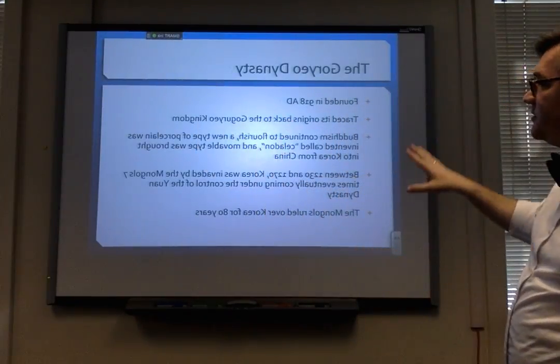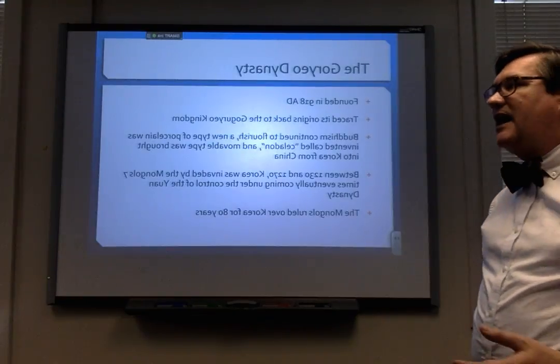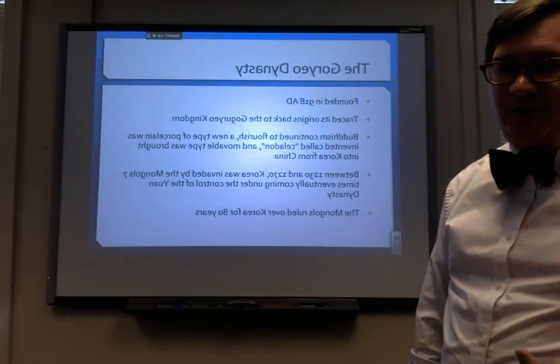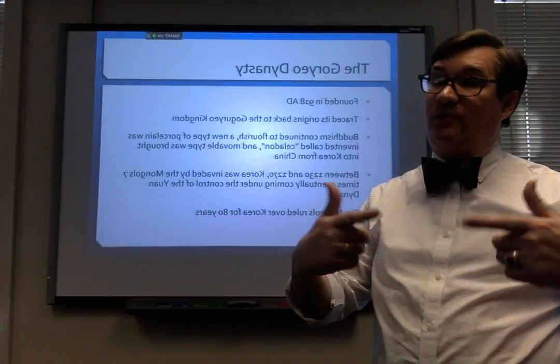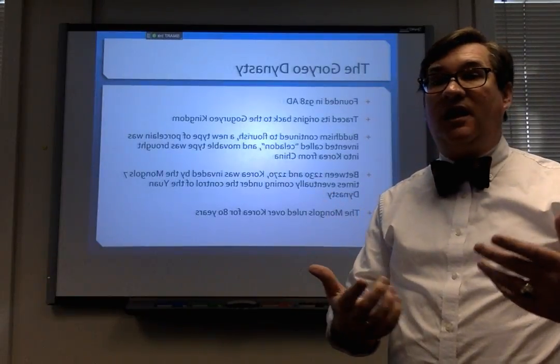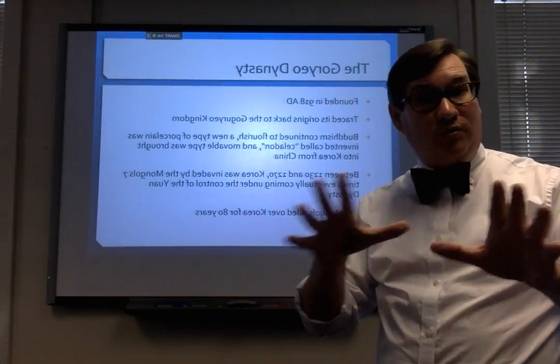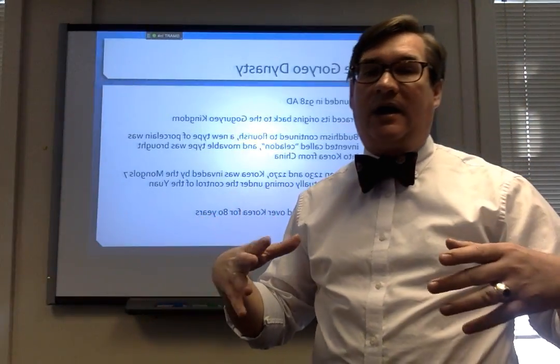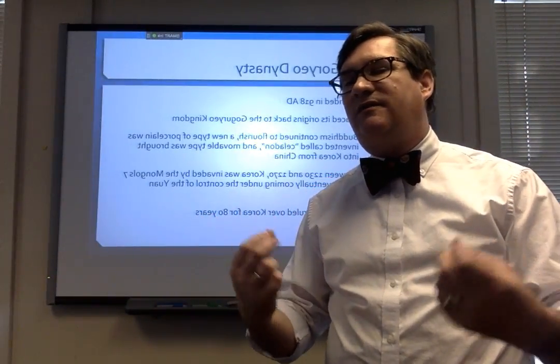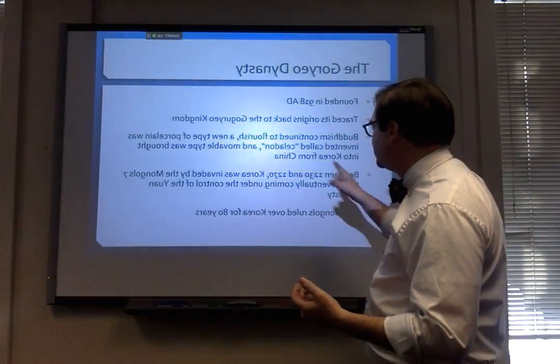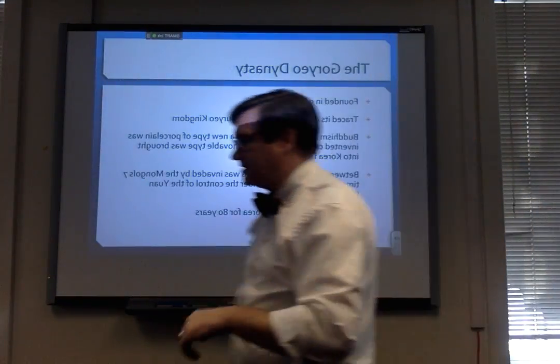Right? Buddhism continued to flourish. And there was a type of porcelain that was created in this period of time. And remember, we talked about porcelain, we talked about the Tang and the Song dynasties, and we talked about their beautiful porcelain. Blue and white is what we call the Ming, right? Well, during this period of time, the Koreans developed their own type of porcelain, and that type of porcelain is called Celadon, right?